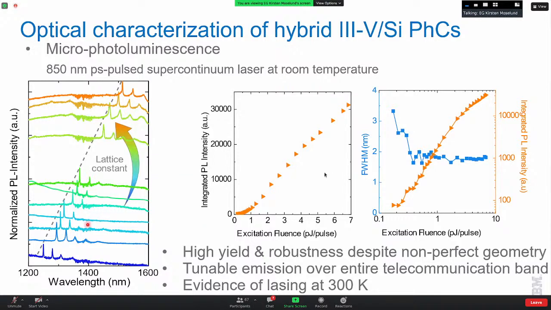As is well known from photonic crystals in general, by tuning the lattice constant, you can really shift the emission over the entire telecom band, as is shown here. As I mentioned in the beginning, in some of these devices, we do not see that clear threshold in the light in, light out curves, but we do see band gap narrowing, and also we can distinguish the diffraction pattern for those devices. So we see evidence of lasing or resonant emission at 300 Kelvin from those structures, despite the fact that we had non-perfect geometry. They were actually quite stable.